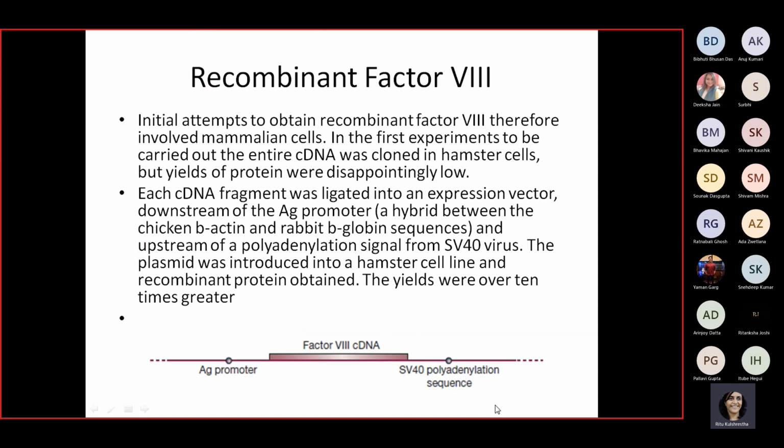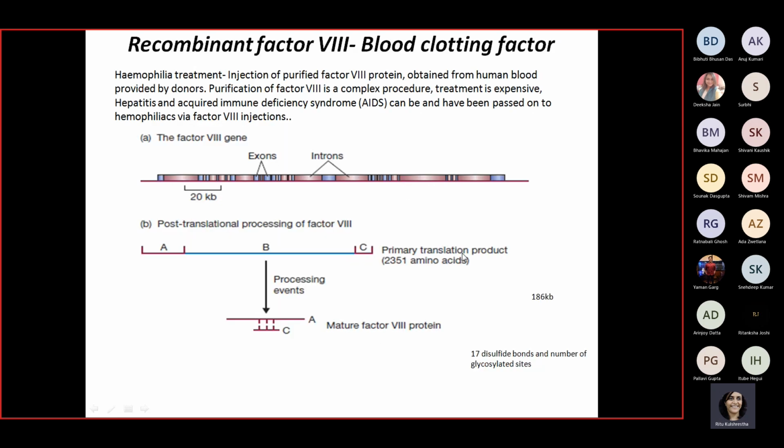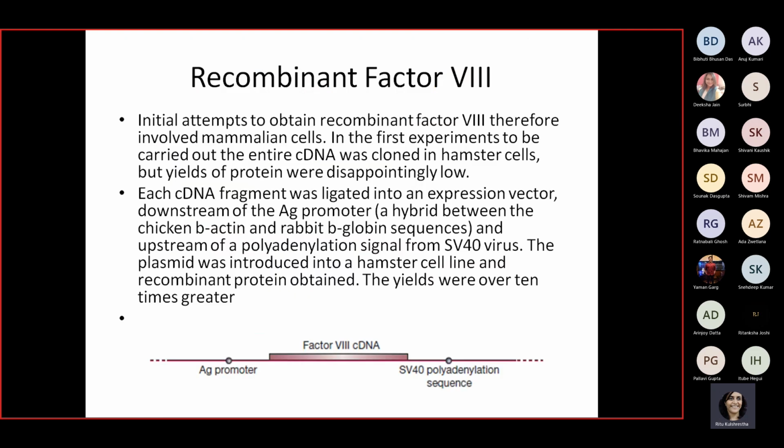So in this, what they did was that they cloned the whole cDNA, and they introduced it in hamster cells, but they realized that the yield of protein was very, very low, even though the whole cDNA was there. So now what they have done is that they have expressed A and C separately, and then they are making this recombinant protein. So why I am telling you this example is only for introducing you to one fact, that you have to try different methods to get the optimum amount of a particular protein that you are interested in.